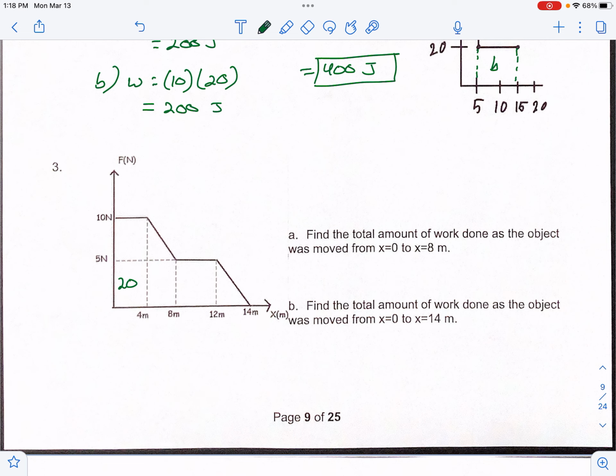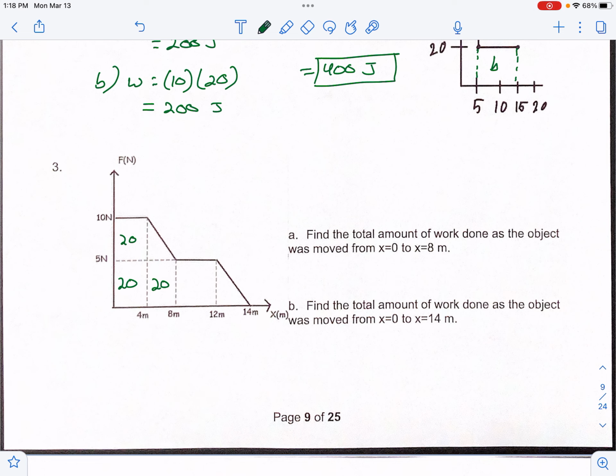Height is 5. So 5 times 4 will give me 20. Okay, box on top. It goes from 5 to 10, so my vertical is 5. My base is still 4. So 5 times 4 is 20. Okay, the next box, even though it looks a little different, I go from 4 to 8. So base is 4, height still 5. So that's 20.